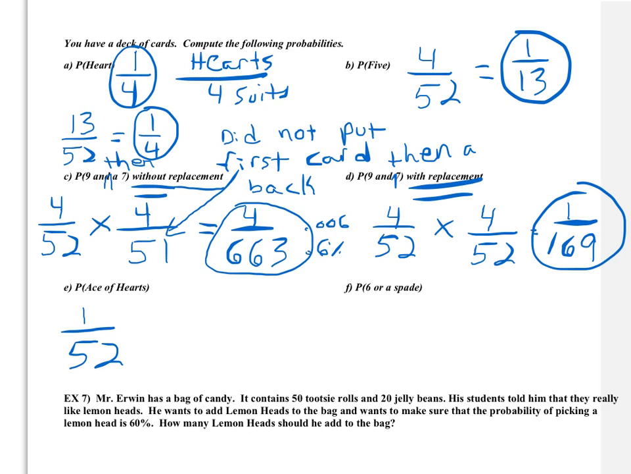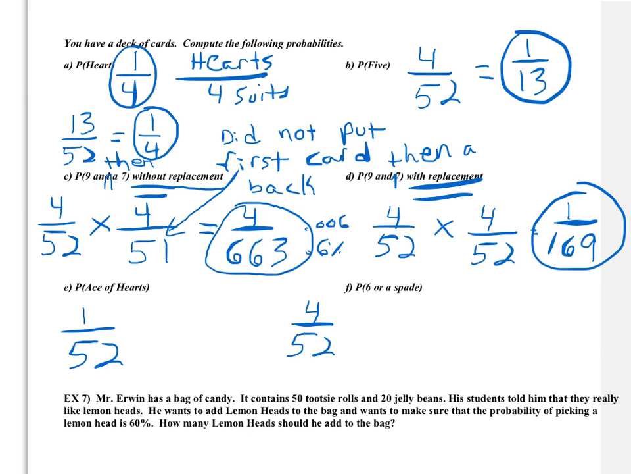Now, the next one's kind of tricky. It asks, what's the probability of a 6 or a spade? So how many draws are we doing from the deck? Well, we're only drawing 1 card from the deck, and we're just asking, what's the probability I get a 6 or a spade? Well, what's the probability of drawing a 6? How many 6s are in the deck? And you should have said 4 out of 52.